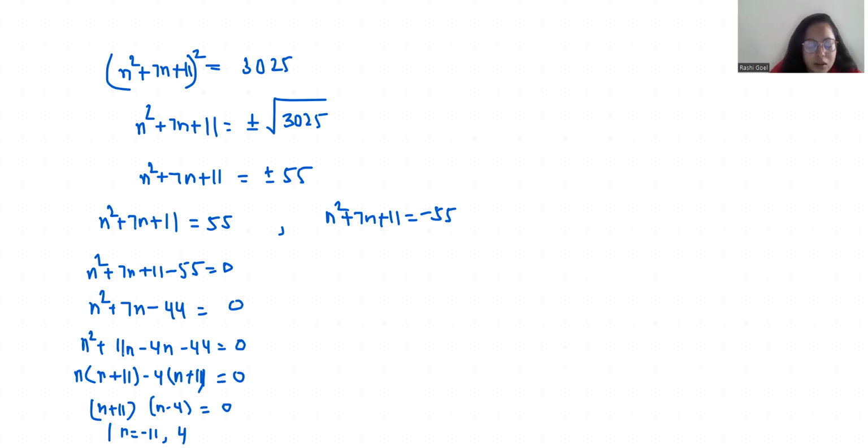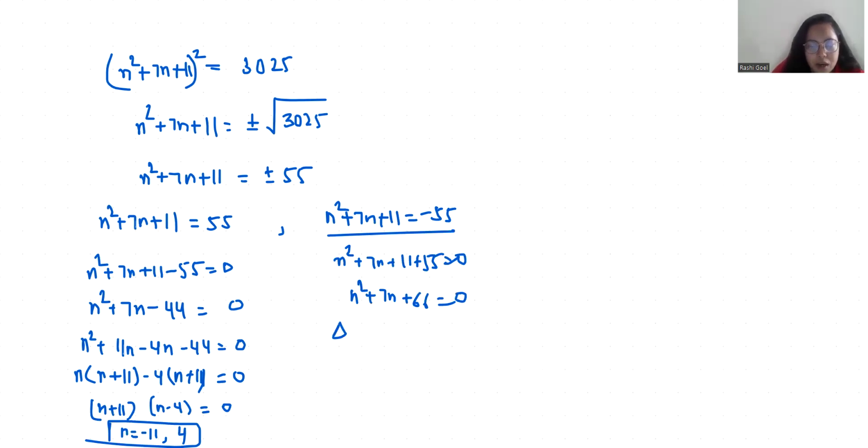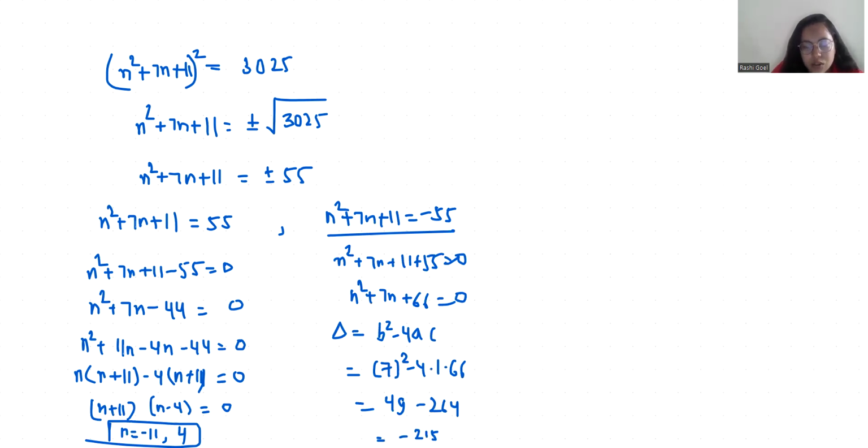Now this one, n square plus 7n plus 11 plus 55 is equal to 0. So n square plus 7n plus 66 is equal to 0. This is a quadratic equation. First we are going to check the discriminant, whether real roots exist or not. So b square is 7 square minus 4 times 1 times 66. So 49 minus 264, which is negative 215, less than 0. So no real roots exist.